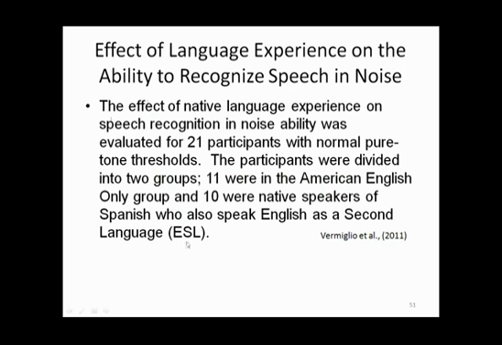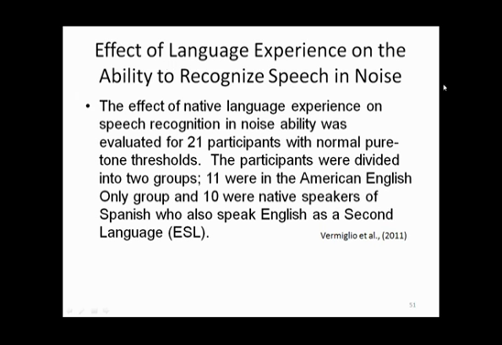This was collected in our auditory research lab at CSUN. So we looked at the effect of native language experience on speech recognition in noise ability. We evaluated this for 21 participants with normal pure tone thresholds. The participants were divided into two groups. 11 were in the American English only group, and 10 were native speakers of Spanish who also speak English as a second language. So we're looking at the effect of language experience.